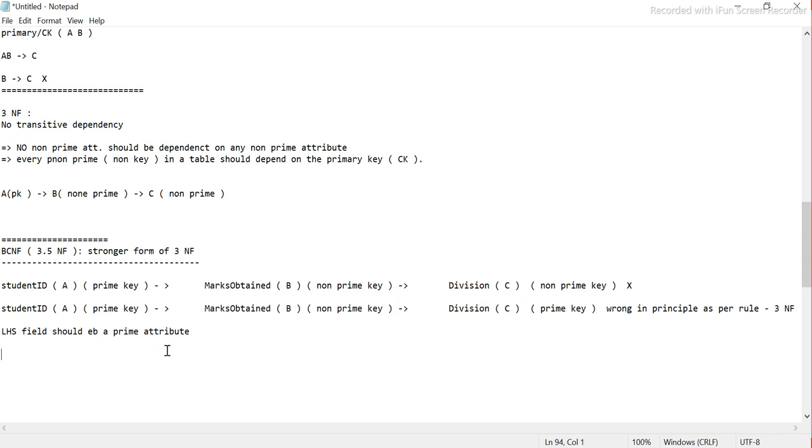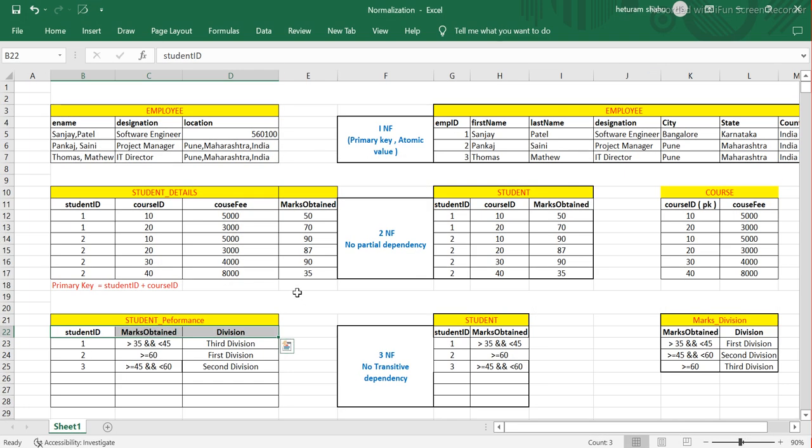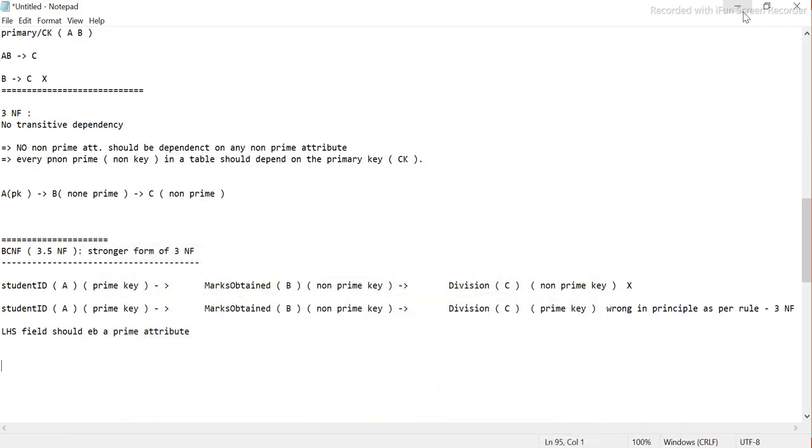So it can only be possible if every left hand side, meaning the left hand side of this arrow, is always a primary column. But in this case it is not, right? So I hope you are able to understand it, and this is what the BCNF says. Now, let me try to give some example to establish this.